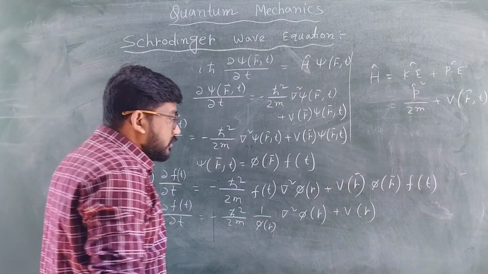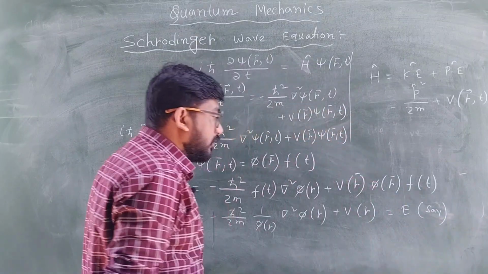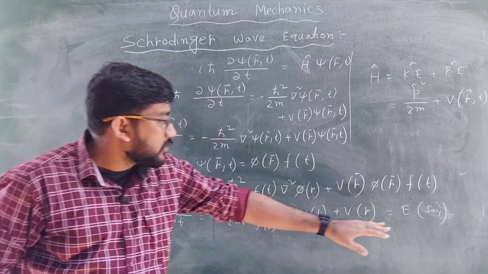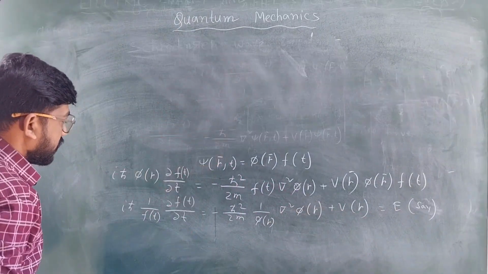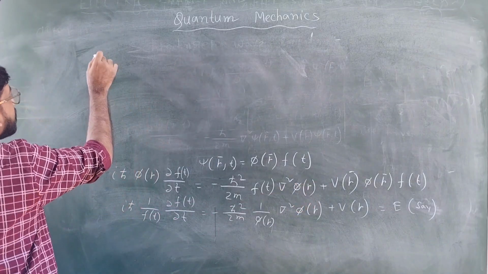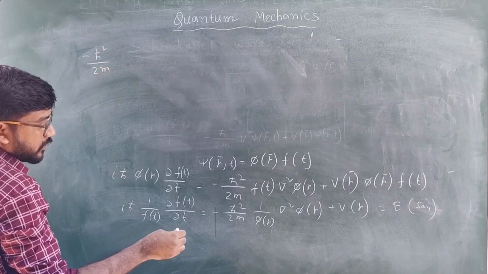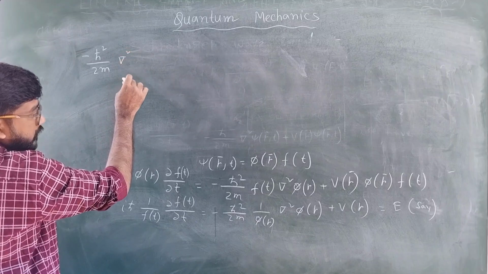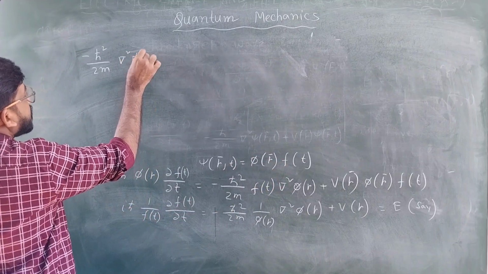So now let us take this equal to E, a constant. Now you will get two equations. If you equate this and this, you will get one equation, and from here you will get another equation. So now what you will get here, if you write this equal to E, you will get minus ħ² upon 2m into ∇²φ(r).